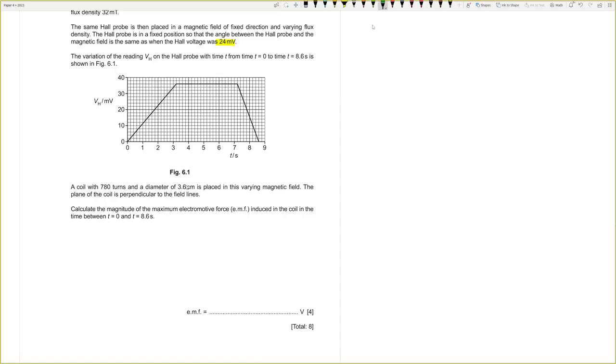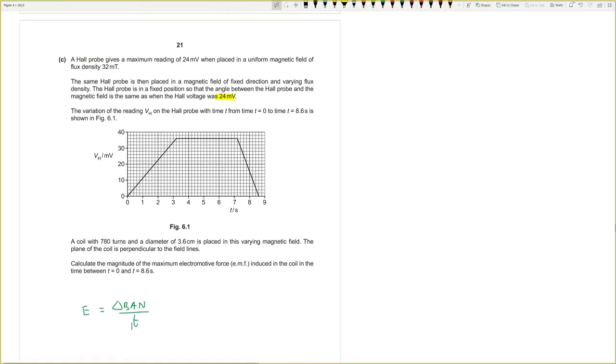You guys know that the formula for the induced EMF according to Faraday's law is BAN by delta t. Understood? So this sum is a bit tricky. In what sense? Hear me out. A Hall probe gives a maximum reading of 24 millivolts when placed in a uniform field of 32 millitesla.